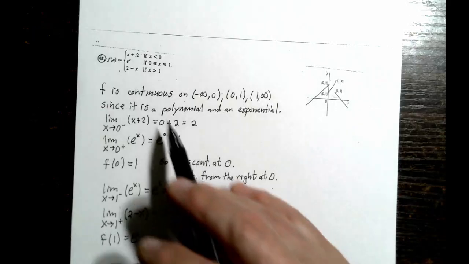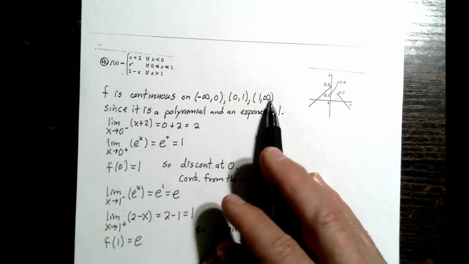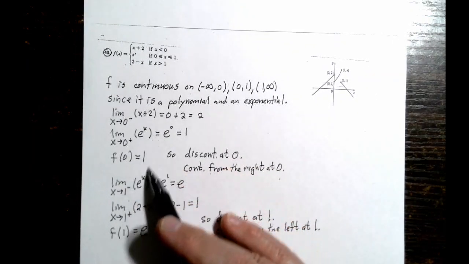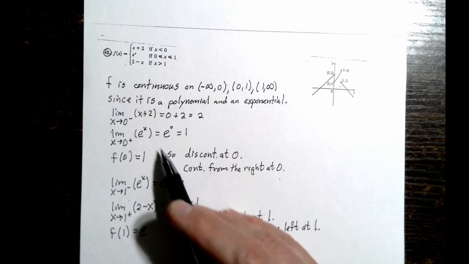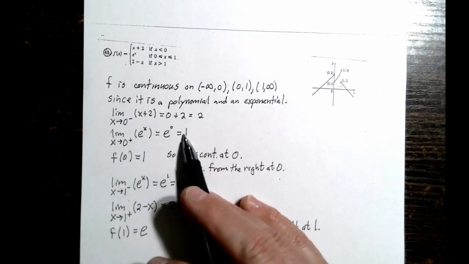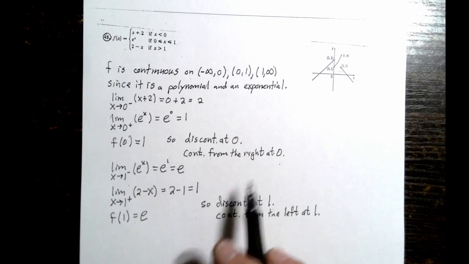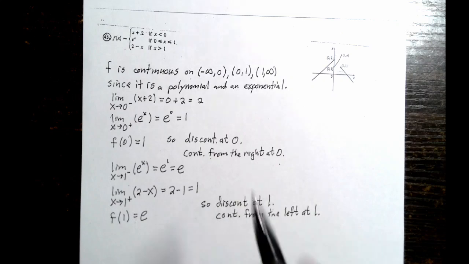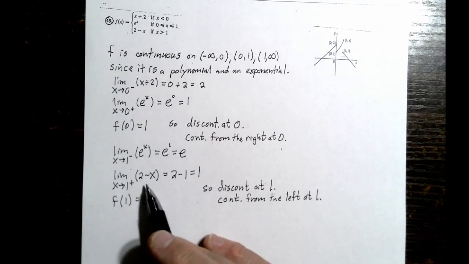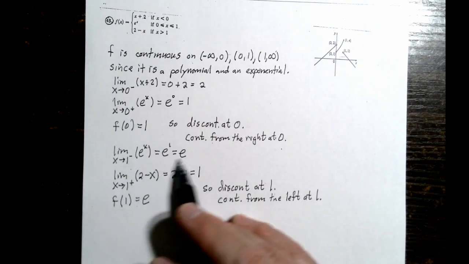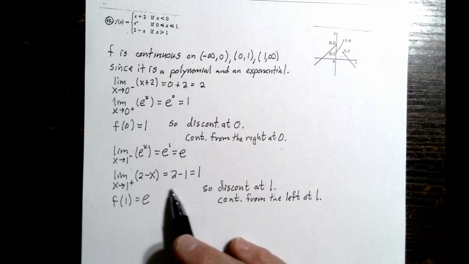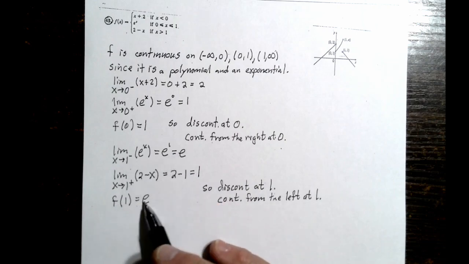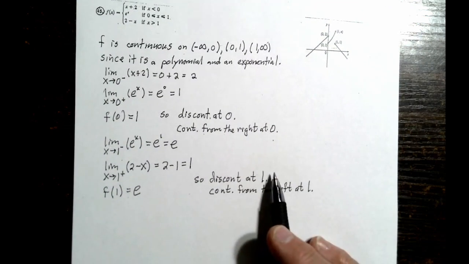Okay, and the last one, same idea. 3 intervals that are open, and then you worry about the points in between at 0 and 1. You look at from the left and the right. From the left it's 2, from the right it's 1, so it's discontinuous at 0. But because from the right it's 1 and at the point it's 1, it's continuous from the right. This one from the left is e, from the right is 1, so it's discontinuous at 1. But f of 1 equals e, so from the left is e and at the point is e, so it's continuous from the left at 1.